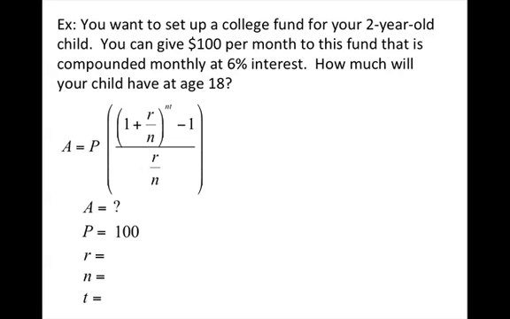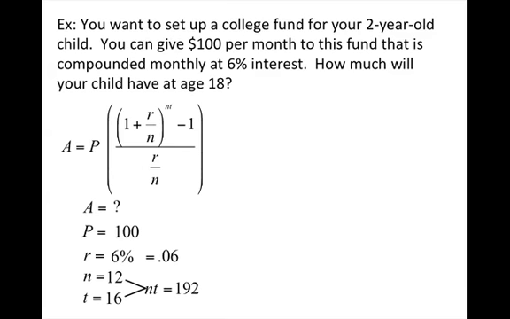R is my interest rate, which is 6%. If I divide that by 100, I get 0.06. N is the number of times compounded. It's compounded monthly, so that's 12 times per year. And T is my time in years. Well, my child is already 2, and I'm going to use this account until the child reaches 18. So 18 minus 2 gives me 16 years that I'm going to add money to this account. Now, to make it easier, I always go ahead and multiply N times T, and 12 times 16 gives me 192.